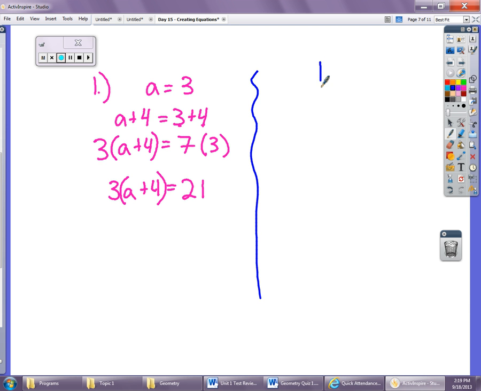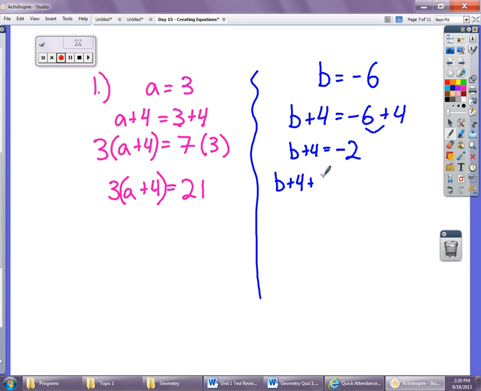once again, we need to start with, let's say, b equals negative 6. So if b is equal to negative 6, I can say b plus 4 equals negative 6 plus 4. I added 4 to both sides. So now b plus 4 is equal to, this is going to give me negative 2. And now let's say I want to add a variable on both sides. So b plus 4 plus 5b is equal to negative 2 plus 5b.